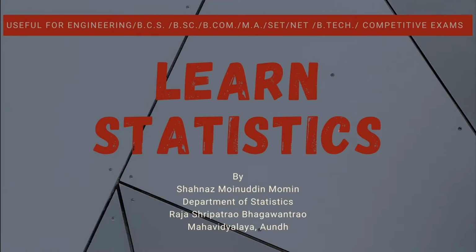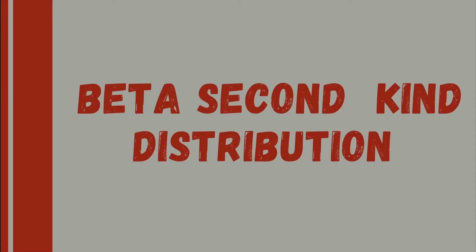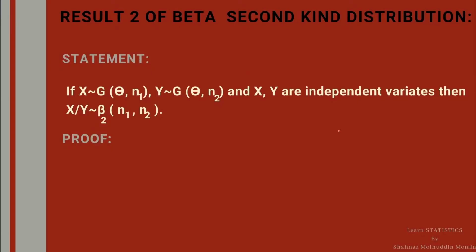The topic of today's lecture is beta second kind distribution. In this topic we are going to learn results of beta second kind. In the previous lecture we have already discussed result 1 of beta second kind. In this lecture we will discuss the next result, result 2, of beta second kind distribution. So let us see the statement of result 2.